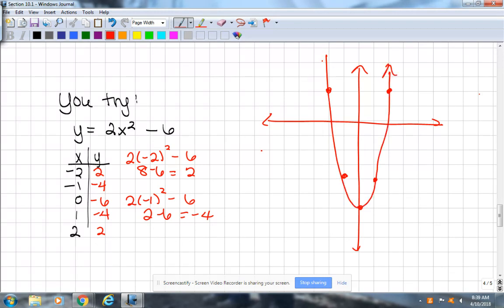Oh well. Arrows. Raise your hand if yours looks like mine or prettier. It can't look much worse. Just try to hit my points and make it a U, okay? And make sure you put arrows on it, and I'm good.